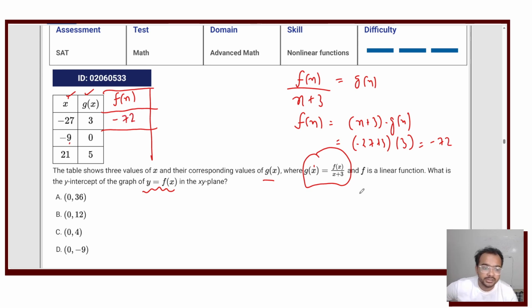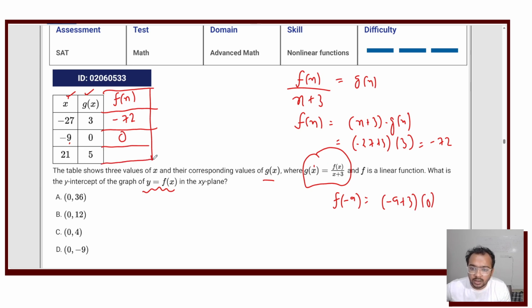Negative 9 plus 3, f of negative 9 will be negative 9 plus 3 times 0. Anything times 0 will be 0 only. As it is given that this is a linear function, it's going to be a straight line, and for a straight line we don't require 3 points, just 2 points will be more than sufficient.